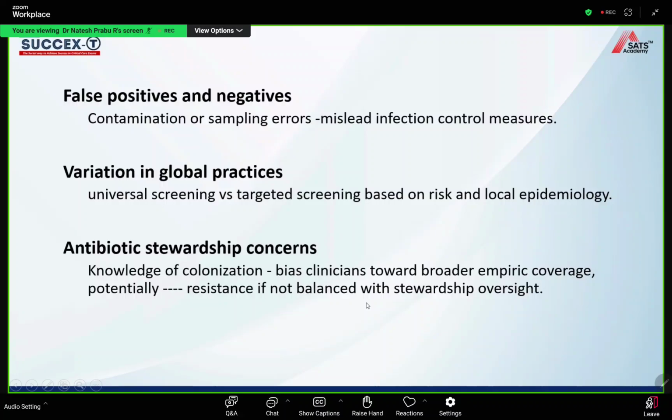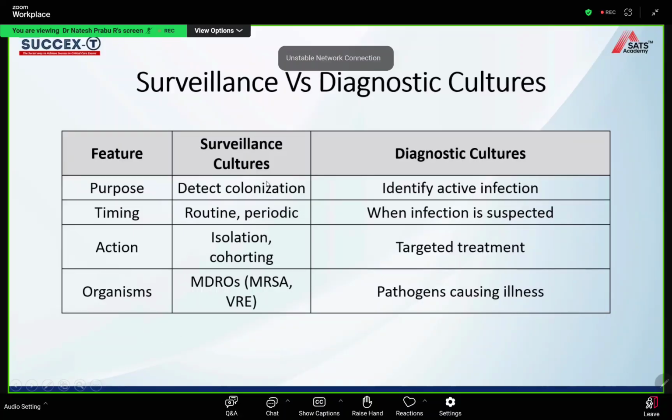The difference between surveillance and diagnostic cultures: the purpose of surveillance cultures is to detect colonization, while diagnostic cultures identify active infection. Timing is usually routine or periodic, or during outbreaks. For diagnostic cultures, you take a culture when infection is suspected. Action based on surveillance cultures would be isolation or cohorting the patients, while based on diagnostic cultures, you give targeted treatment. And organisms usually identified by surveillance cultures are your MDR organisms.